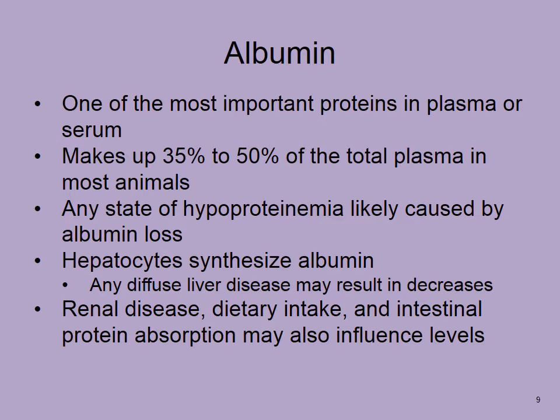Renal disease, you can lose a lot of albumin through the kidneys if you've got renal disease. Dietary intake, so sometimes with old cats with renal failure, some people put them on a low protein diet, and that will decrease their albumin as well. Intestinal protein absorption, so if the gastrointestinal system is not working properly, then sometimes we get changes in levels of albumin as well.